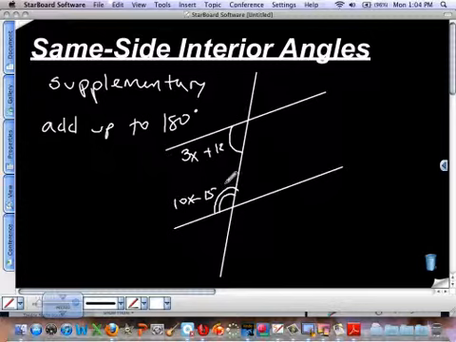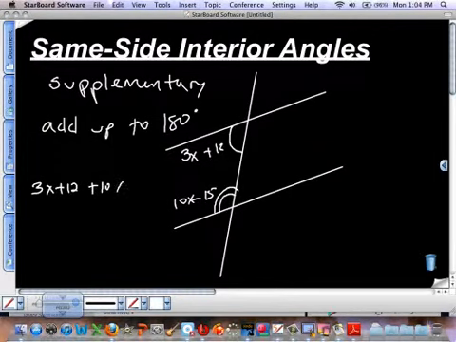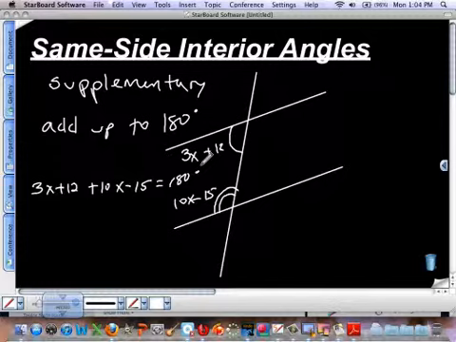Well, gee, what do you do? John? Yeah, just set up your equation. 3x plus 12 plus 10x minus 15 equals 180. That's all you got to do for tonight's homework. Okay? So tonight's homework is on Math Excel. It's called Parallels and Transversals. Okay, that's your homework for tonight.